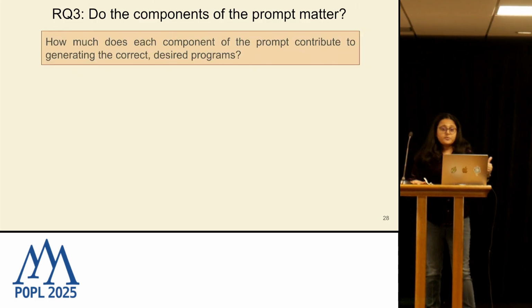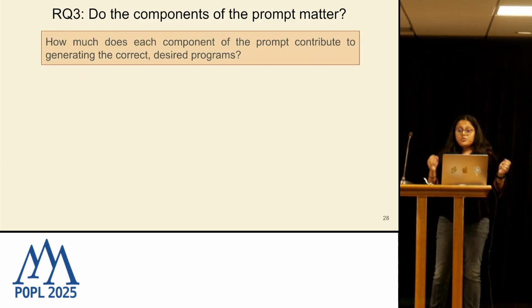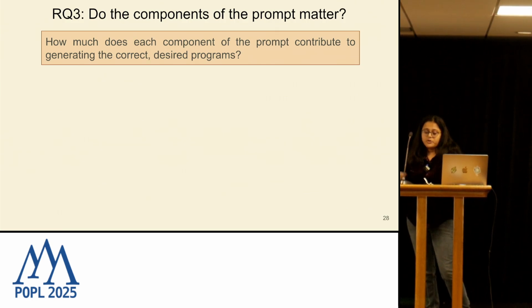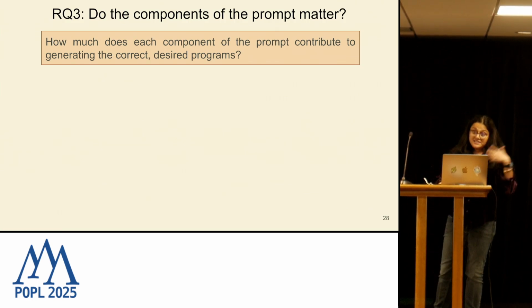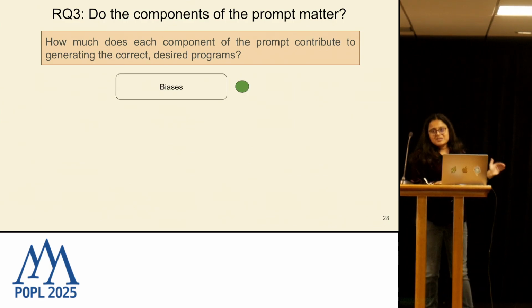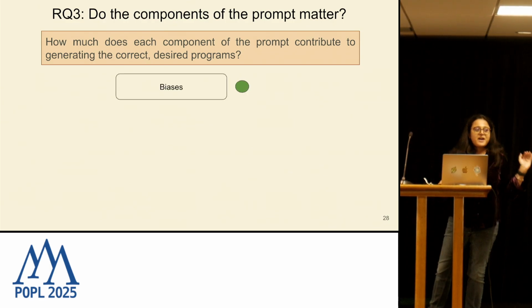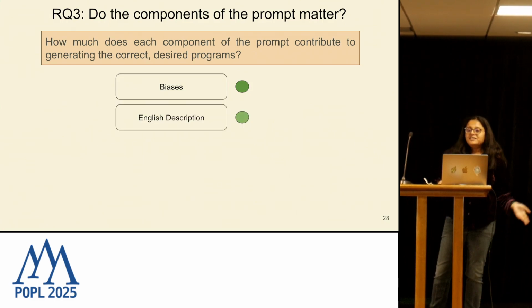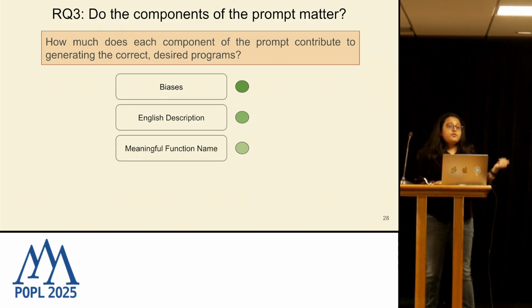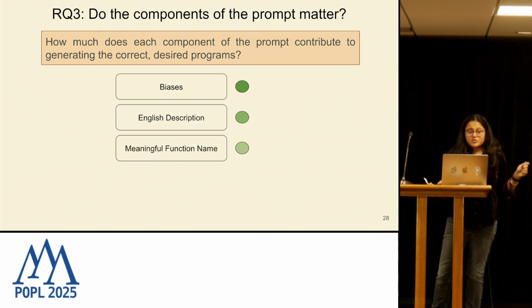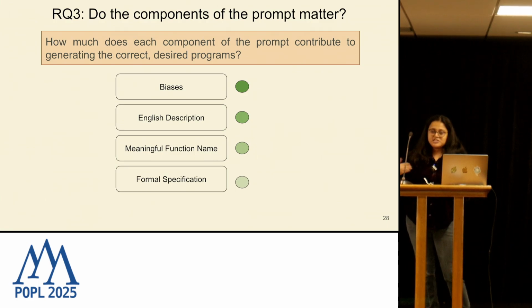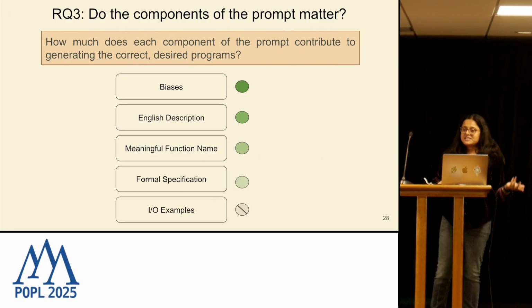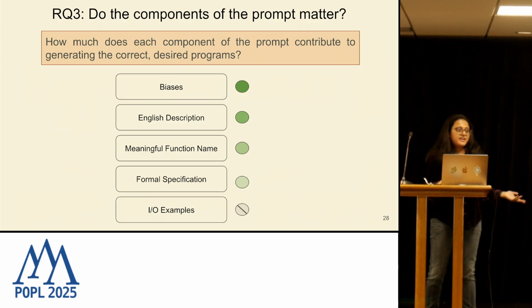So the last question we pose is, do the components of the prompt matter? So we saw that the prompt has a bunch of components. How much does each component of the prompt contribute to generating the correct program and the desired program? So the first rank is the biases. We saw that if we don't give the biases, it would tend to emit programs with loops, mostly. And then the English description, followed by the meaningful function name, which is also in English. Then the formal specification and input-output examples are basically don't cares. We didn't find them effective.